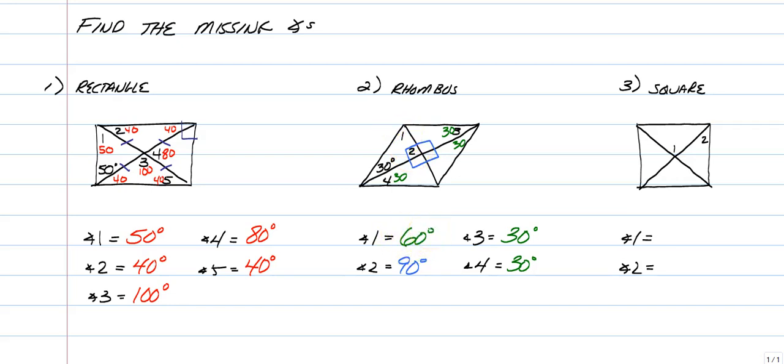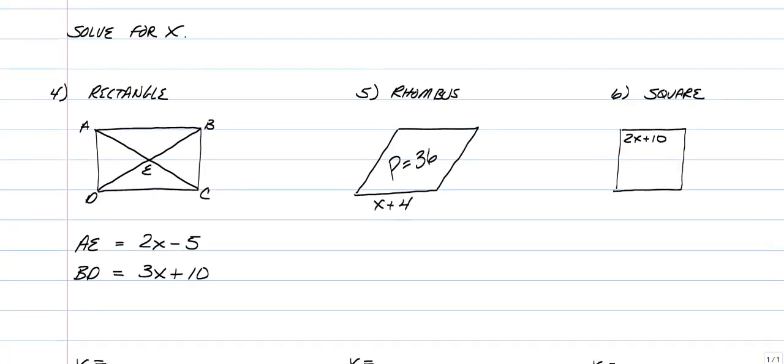Okay? The square, it almost seems like I didn't give you enough information, but trust me, I gave you plenty. Remember, the square is the perfect parallelogram. All the angles are 90, and the diagonals bisect the angles, and the diagonals are perpendicular, so angle 1 is going to be 90 degrees, and angle 2 is going to be 45 degrees because the diagonals bisected a 90-degree angle. So you get 45 and 45. Okay? Now let's take it up to algebra.